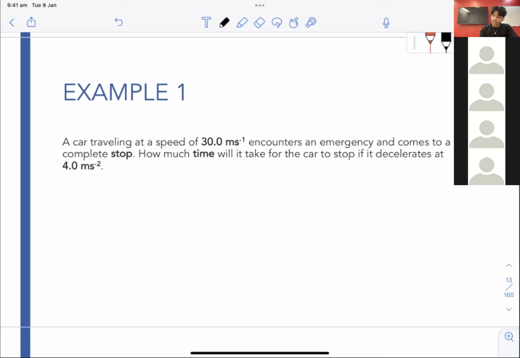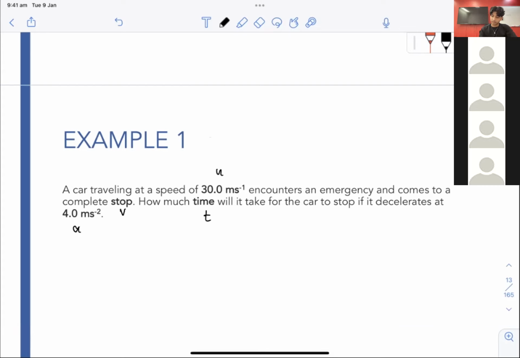So a car is traveling at a speed of 30 meters per second. That's our initial velocity, so above that, we can write a little u to represent initial velocity. It comes to a complete stop. That's giving you your final velocity in a sneaky way. It's not telling you that it's 0 meters per second, but it's telling you that by the end of the motion, we're going to have no velocity. So there's our v. How much time will it take for the car to stop? So we're being asked for the time. If it decelerates at 4 meters per second squared, we're given the acceleration there, or -4 is our acceleration. So we have 4 variables we're working with, v, u, a, and t.